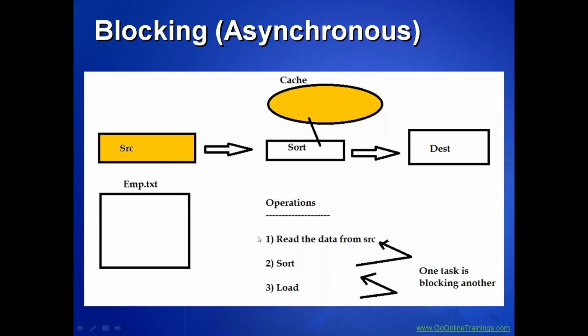So here the first operation is going to be taking 2 hours, then only the sorting will happen. So 2 hours of delay. The sorting will take 30 minutes or 40 minutes. Then the load is going to be happening. One operation is blocking the other one. So this is what is called blocking transformations, where one operation is getting delayed by another operation. So this is what is called asynchronous transformations. Clear? Blocking transformations are called asynchronous transformations. Non-blocking transformations are called synchronous transformations. In synchronous transformations, all the activities are going to be happening without a delay.